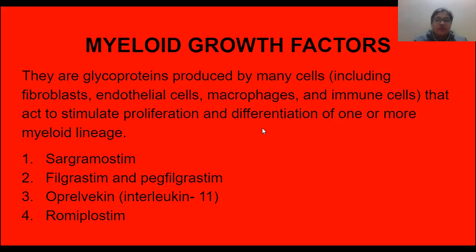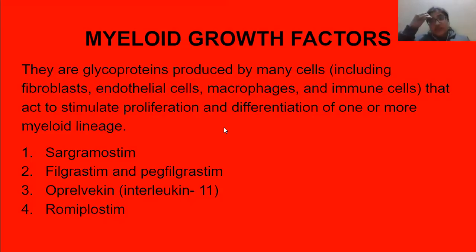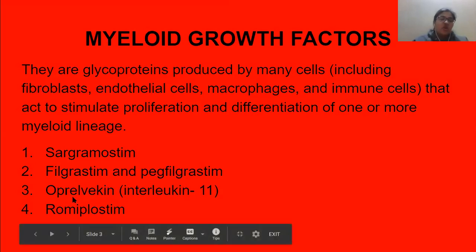All right. So when we talk about myeloid growth factors, they are the glycoproteins produced by many cells, including fibroblasts, endothelial cells, macrophages, and immune cells that act to stimulate proliferation and differentiation of one or more myeloid lineages. So in short, what exactly they are doing is making the differentiation faster, right? So the drugs that we will talk about today are, first of all, Sargramostim, and then we have Filgrastim, and then we have Pegfilgrastim, and then we have Oprelvekin, which is also interleukin 11.